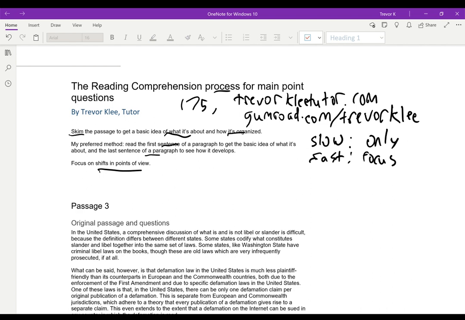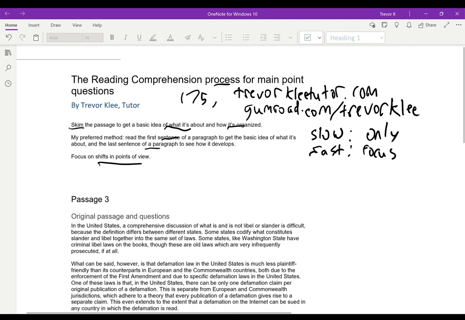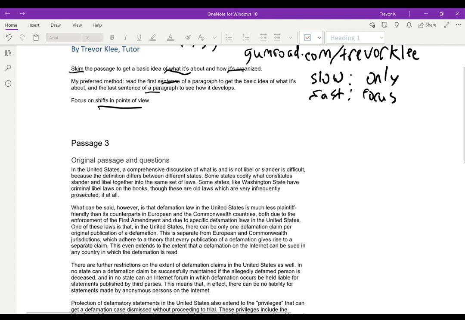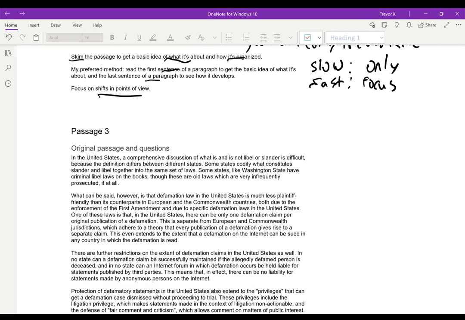Now, that's easy to say in the abstract, so let's take a look in the specific. This is a passage that's from my LSAT book, The Reading Comprehension Process. So let's go through this passage together. Now, I'm going to pretend for a second like I'm a slow reader, so I'm only going to read the first and last sentence of each paragraph. And then you'll notice I develop a really short understanding of what the paragraph is about based on the first and last sentence. Here we go.